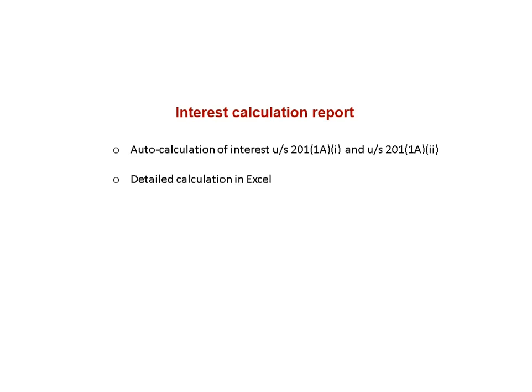Interest calculation report. Auto calculation of interest under Section 201 of subsection 1A of Clause 1 and Clause 2. Detailed calculation in Excel. Saved report can be opened anytime, saves your precious time and effort.